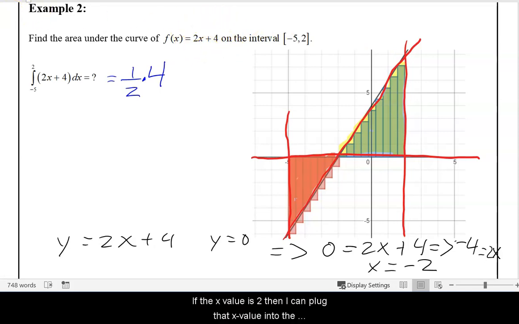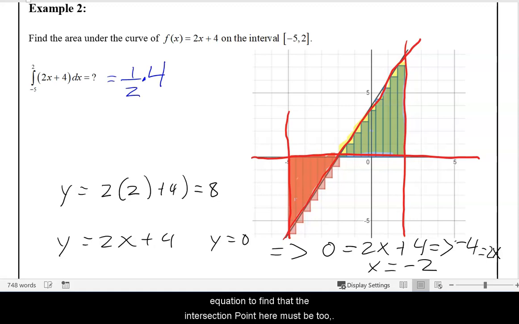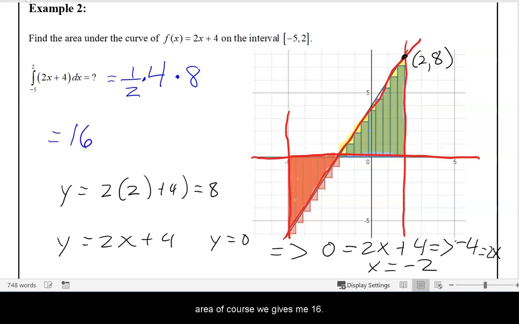If the x value is 2, then I can plug that x value into the equation to find that the intersection point here must be (2, 8). That gives me the height of this box from 0 to 8 as 8. Now that I have that, I can compute that that amount of area, of course, would give me 16.